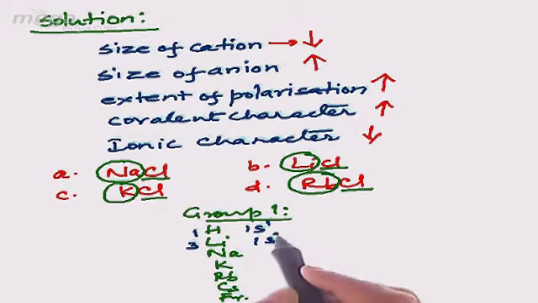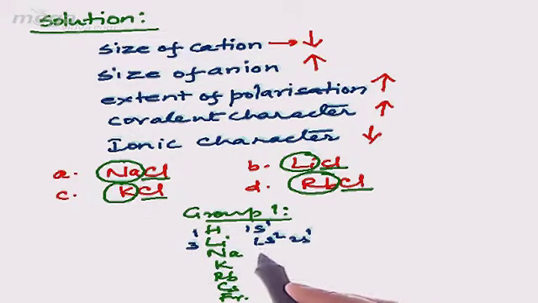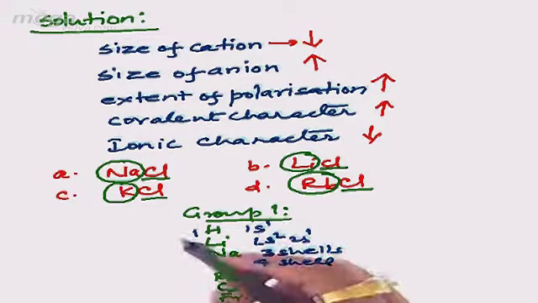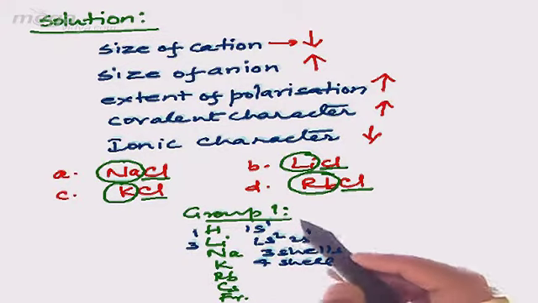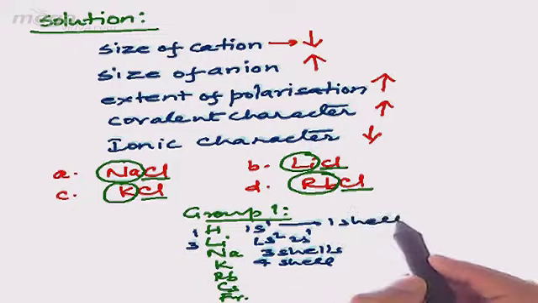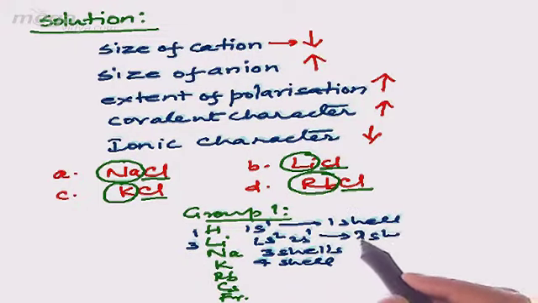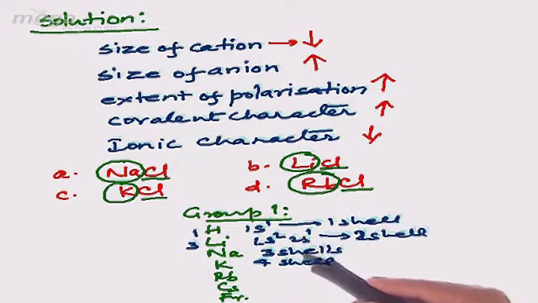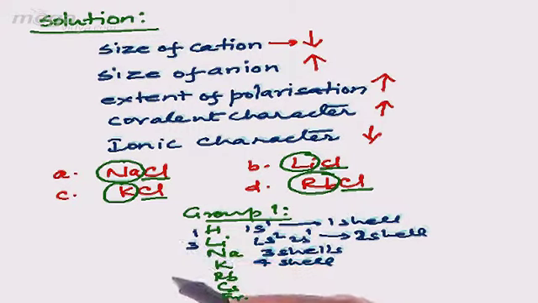Lithium will have 1s2, 2s1, so it has 2 shells. Similarly, sodium will possess 3 shells, potassium will have 4 shells, which means as we move down the group there will be an increase in the number of shells, and with the increasing number of shells we find that the atomic radius or the size of the atom also increases.